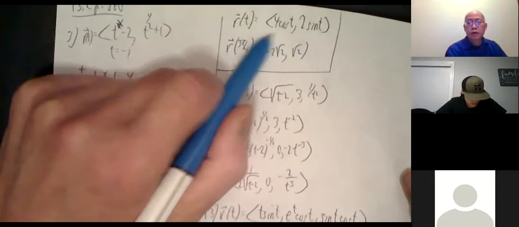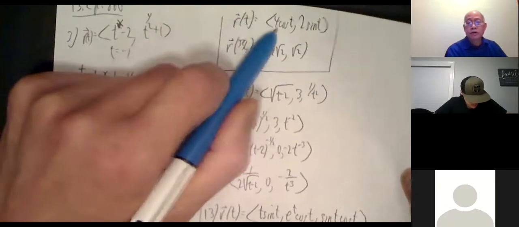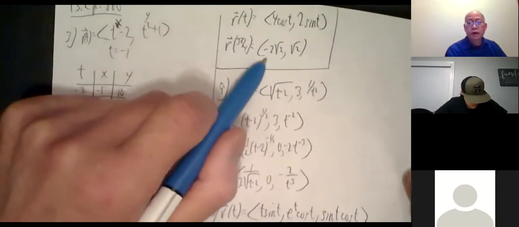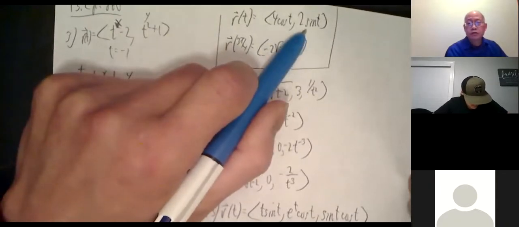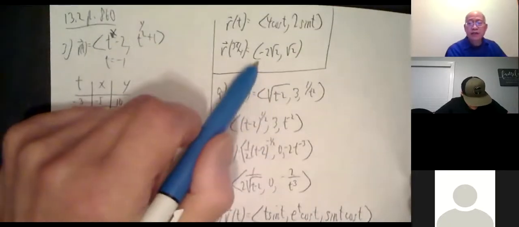Cosine of 3 pi over 4 is negative radical 2 over 2. Multiply that by 4, negative 2 radical 2. Sine of 3 pi over 4 is radical 2 over 2, multiplied by 2, radical 2. So the tangent vector is negative 2 radical 2, radical 2.